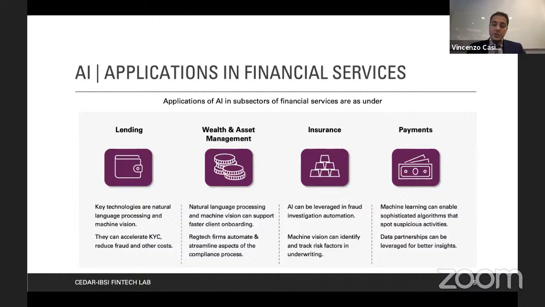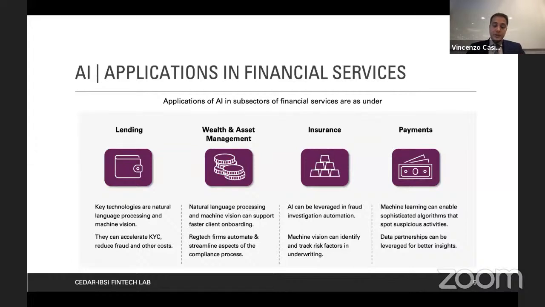Then also integrations with prospective borrowers' IT systems, such as accounting and supply chain management systems, can enable real-time data flows, which anticipate the lending need. Then going to wealth and asset management, natural language processing and machine vision can surely support faster client onboarding. RegTech firms can automate and streamline aspects of the compliance process. There are efforts to automate large portions of quantitative modeling processes that are central to the investment decisions for a fund manager.